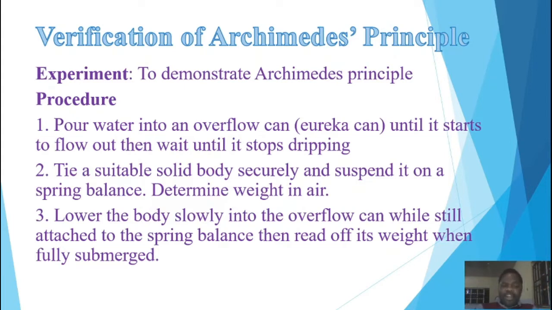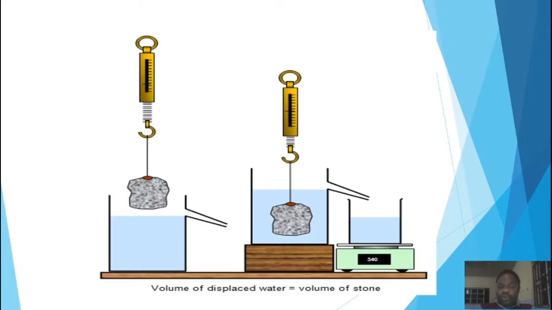Then step 3, you lower the body slowly into the overflow can while still attached to the spring balance. Then you read off its weight when it is fully submerged. Look at the diagram. The diagram shows the first step when the body is suspended in a spring balance in air, and you record its weight. Now the second diagram shows when the body is completely immersed in the water.